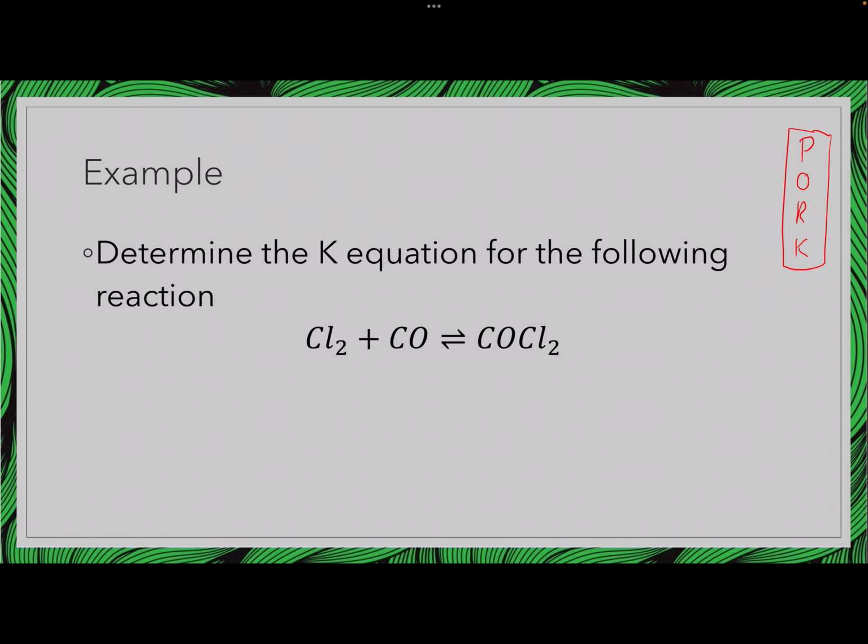Now, we also have to think, what are the stoichiometric ratios? Well, it's 1 to 1 to 1, so they're all going to be to the power of 1. And so that's what our K expression is going to look like: the concentration of COCl2 at the top over the concentration of chlorine times the concentration of carbon monoxide.